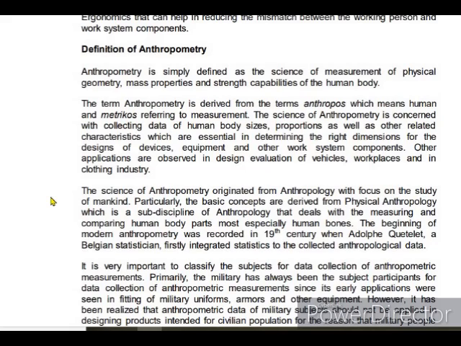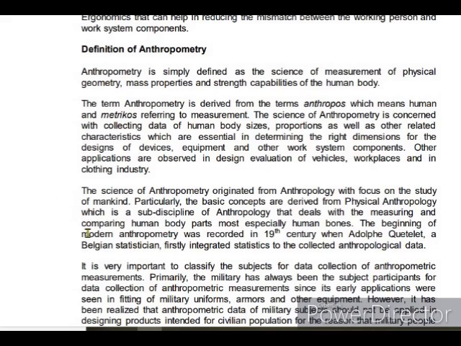Okay, so other applications are observed in design evaluation of vehicles, workplaces, and in clothing industry. So these are other applications. You can work as an industrial engineer in a car manufacturing company. So we can use anthropometry there. Then workplaces, of course, and in clothing industry.